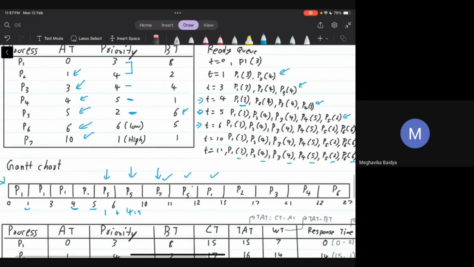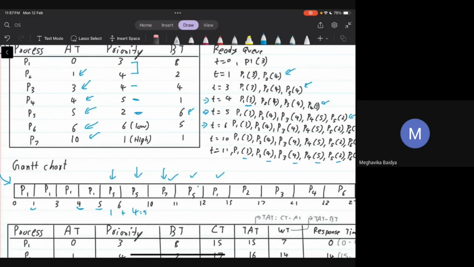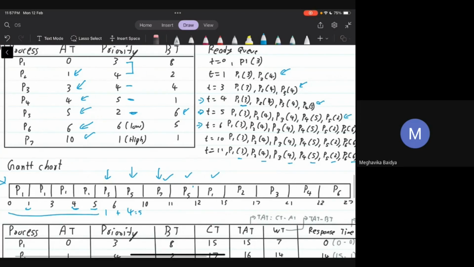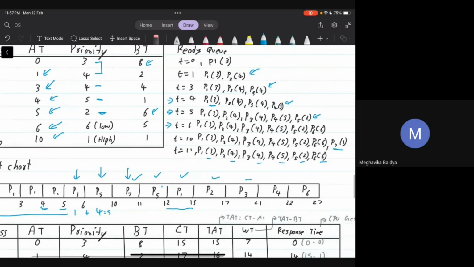P1 also we ran 0 to 5 here. So 5 seconds we ran, and P1 had a burst of 8, so we had three more left. We are doing three more here. 12 plus 3 is 15. And then same thing for P2, P3, P4, P6. Once all the processes come into the ready queue, we just go according to the priority. Non-preemptive, right? Yes. Okay, got it.